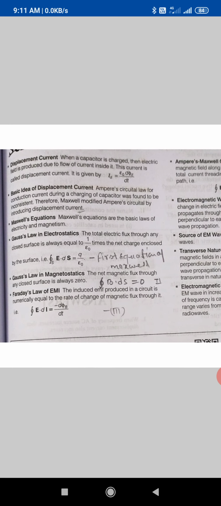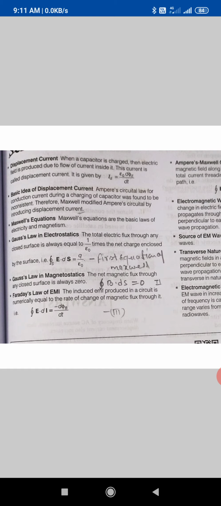The first one, displacement current. When a capacitor is charged, an electric field is produced due to flow of current inside it, meaning between the two plates of the capacitor an electric field will be produced. This current is called displacement current, and it is given by ID equals epsilon 0 d phi upon dt. The basic idea of displacement current was given by Ampere but modified by Maxwell.